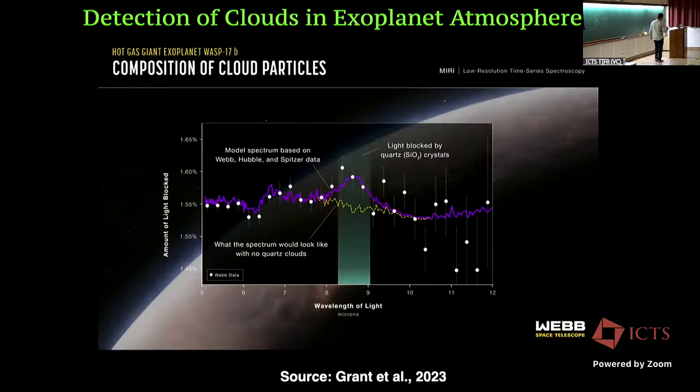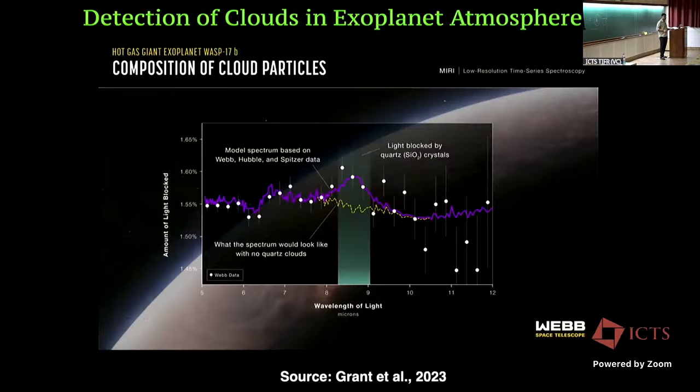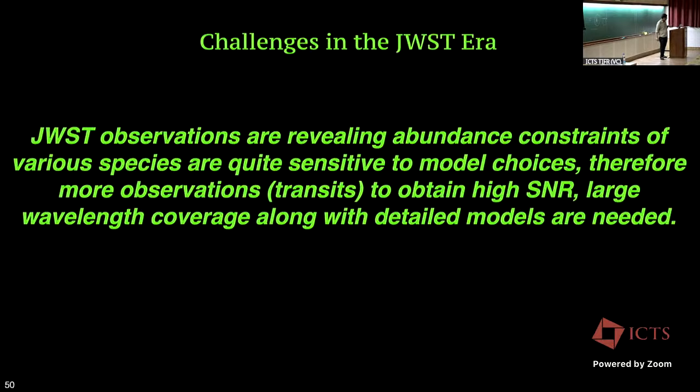So JWST has made possible the detection of multiple molecules and clouds, but has it solved all the problems? JWST observations are revealing that abundance constraints of various species are quite sensitive to model choices. Therefore, more observations or transits to obtain high SNR and large wavelength coverage, along with detailed models, are needed.